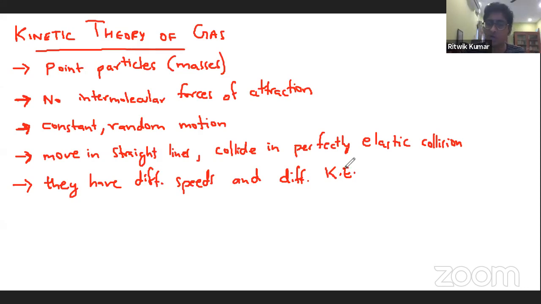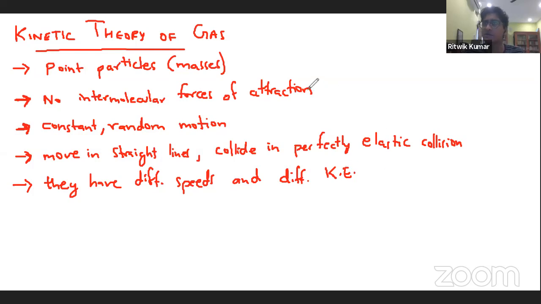So when we talk about speeds and kinetic energy in this theory, we are always talking about averages, right? We are not talking about a single molecule's speed and kinetic energy, at least while analyzing the bigger properties, right? So these are all the different postulates or assumptions inherent in the kinetic theory of gases.